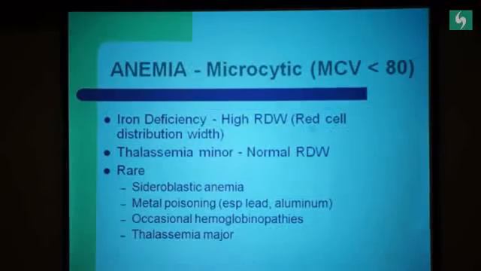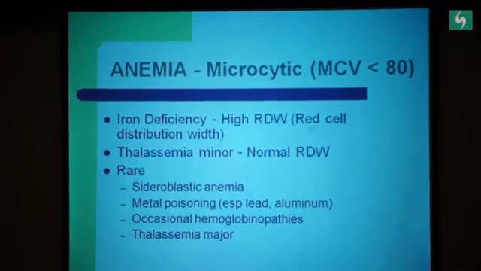So now I am going to go by MCV less than 80. The most common cause is iron deficiency. This is associated with a high red cell distribution width because all the cells are at different stages. Red blood cells have a long lifespan of 120 days and different cells have been exposed to different grades of iron deficiency at different levels, which only gets worse if it's untreated. So you get a very high RDW.